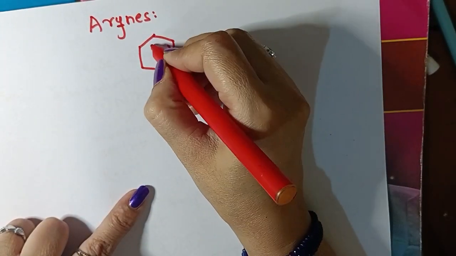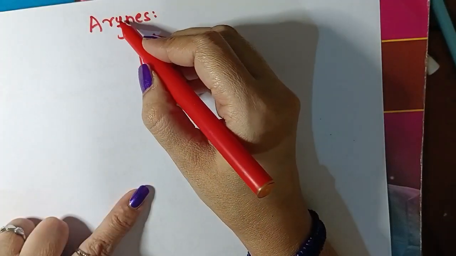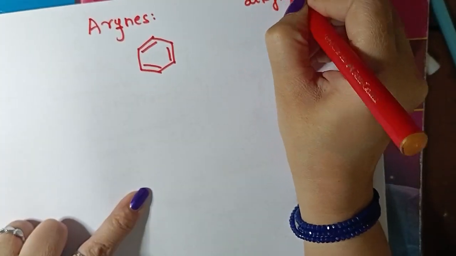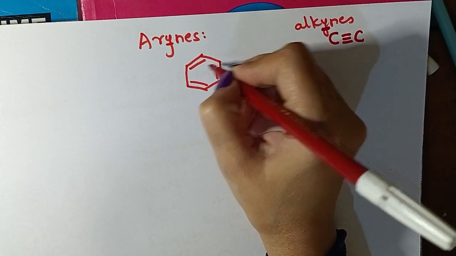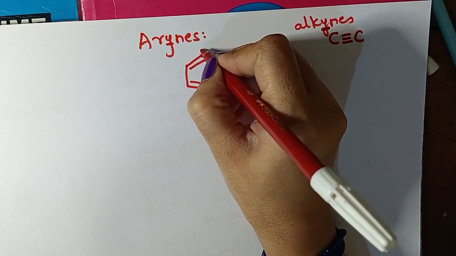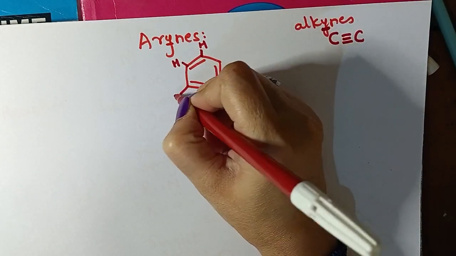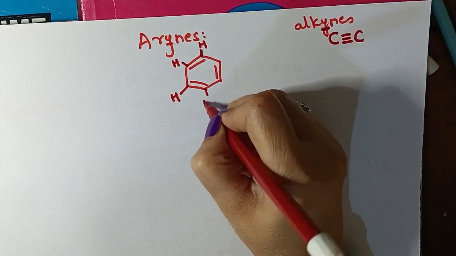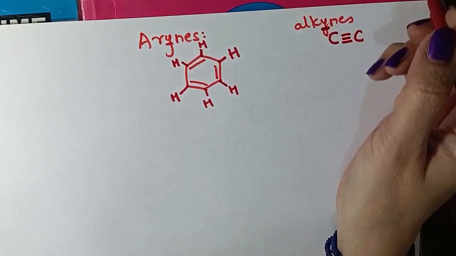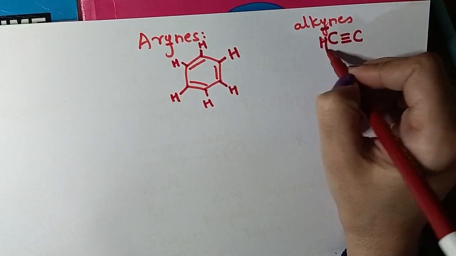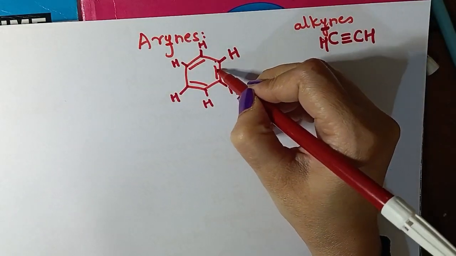So let me put the double bonds. This is a benzene ring, but I'm talking about kinds. For a double bond, 1, 2, 3, 4, 1 hydrogen, 5, 1 hydrogen, 1 hydrogen in every place. In a triple bonded carbon, 1, 2, 3, 4.